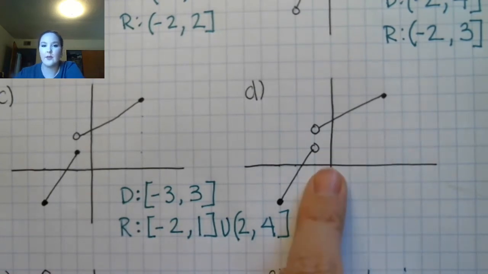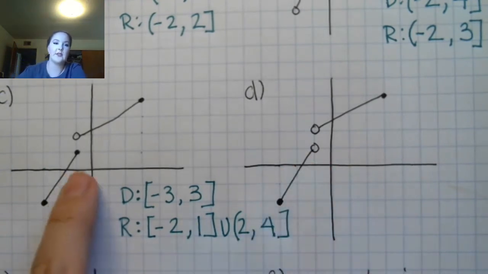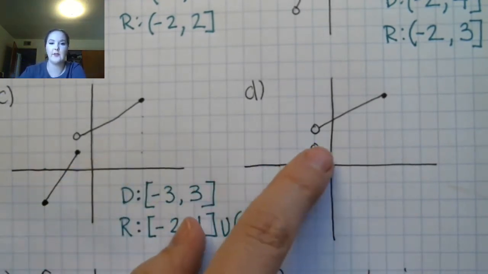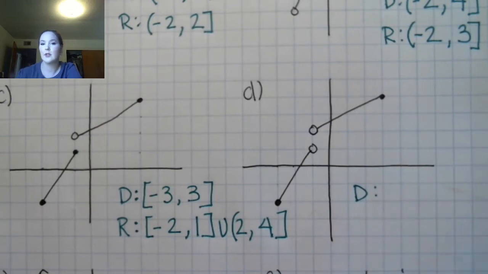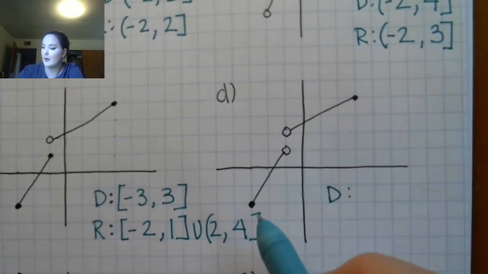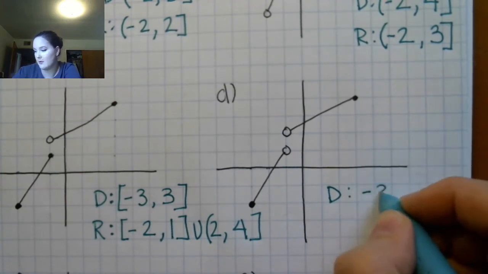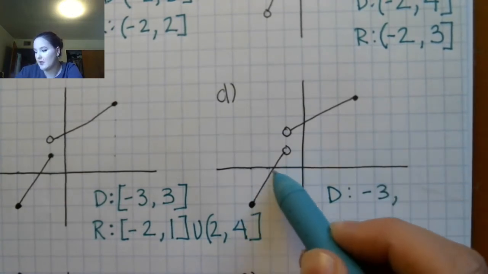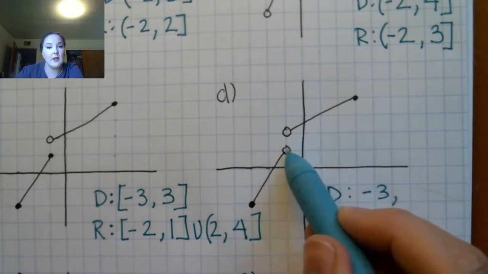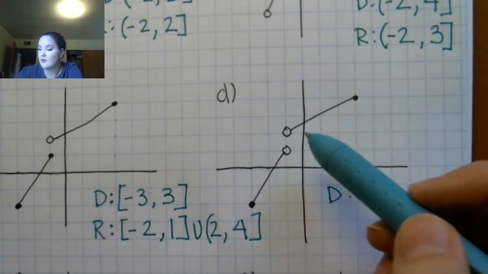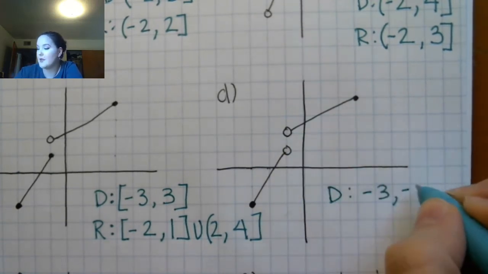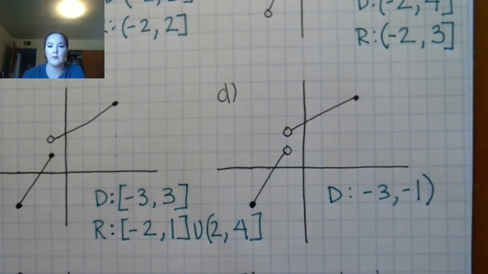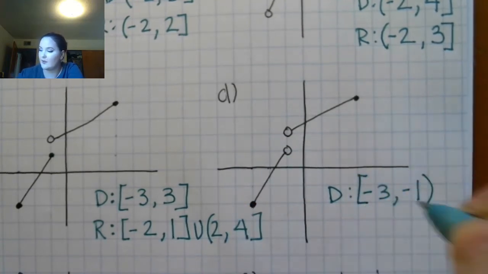Now this graph is very similar. The only difference is this one has a closed point here and this one has an open point here. So let's see how that affects the domain and range. For the domain, again, I'm going to start over here at -3. When I get to this point, there is a point that has no corresponding x value. There's no x value of -1 in this graph. So it's going to go up to -1, but it doesn't include -1. It does include -3 because that point is filled in.